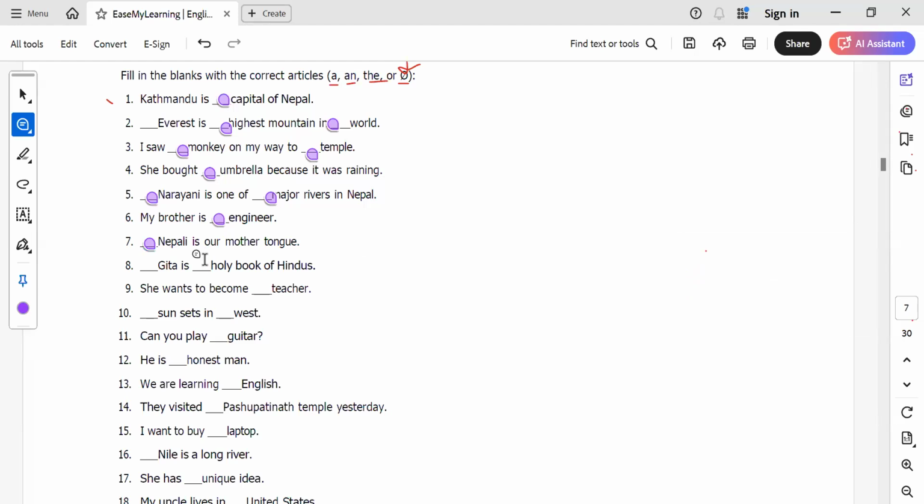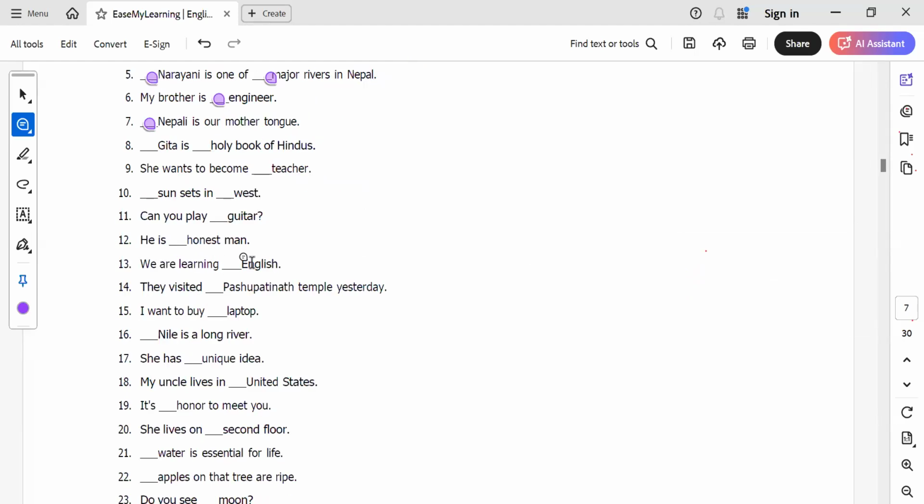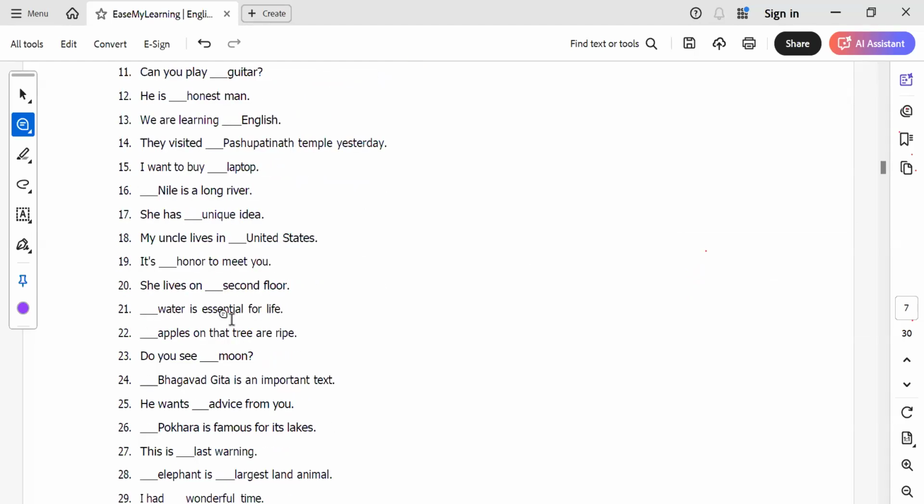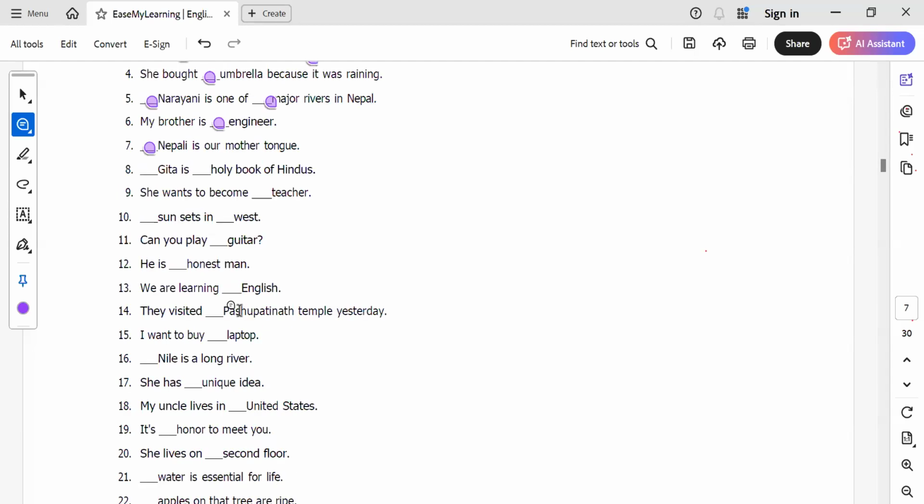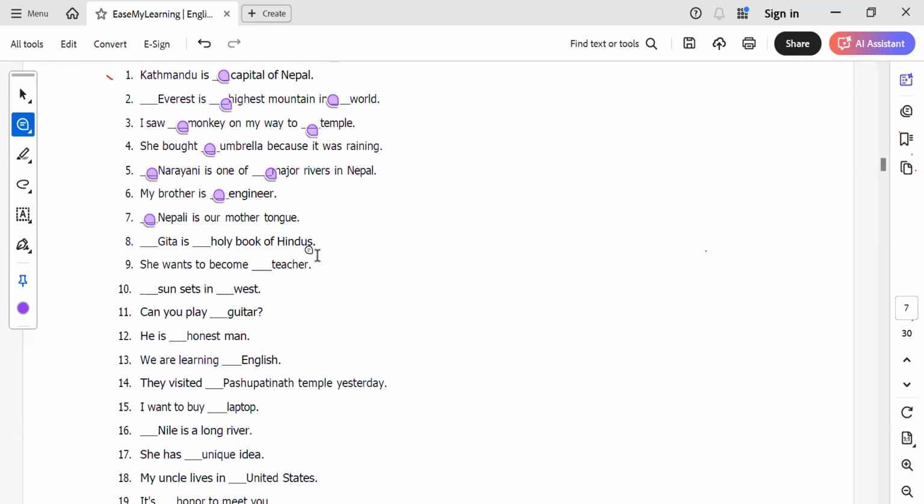So until 10th, we will go in order. After that, we will start selecting questions randomly so that you cannot answer before we read. That is a good idea. So the next question, the eighth question, is again one where you have to think. Dash Gita is dash holy book of Hindus. So please answer this question.